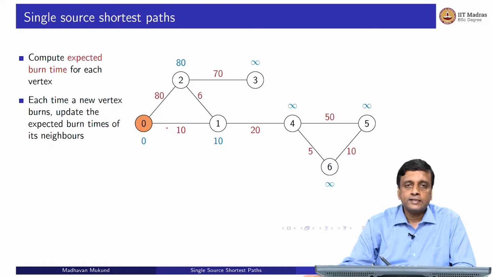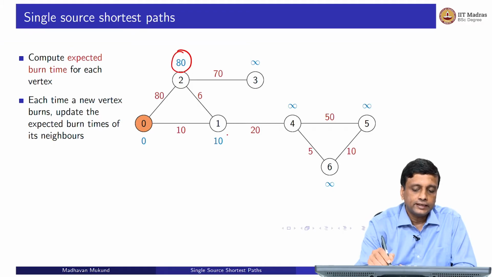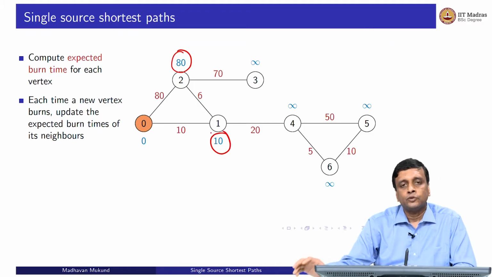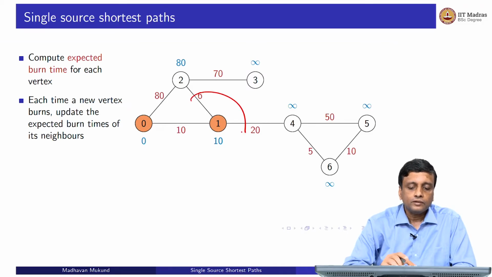Now I look at all these expected times and hopefully there is something which is finite, and among the finite ones, whichever one is smallest is the one that's going to burn next. So I can now see that there are only two finite ones, 80 and 10, but 10 is smaller than 80, so in 10 units of time vertex 1 will burn. And once vertex 1 burns, again I can look at its neighbors. One of its neighbors is already burnt, so it's not useful to me, but for neighbors which are not burnt, namely 2 and 4, I can update my estimate.